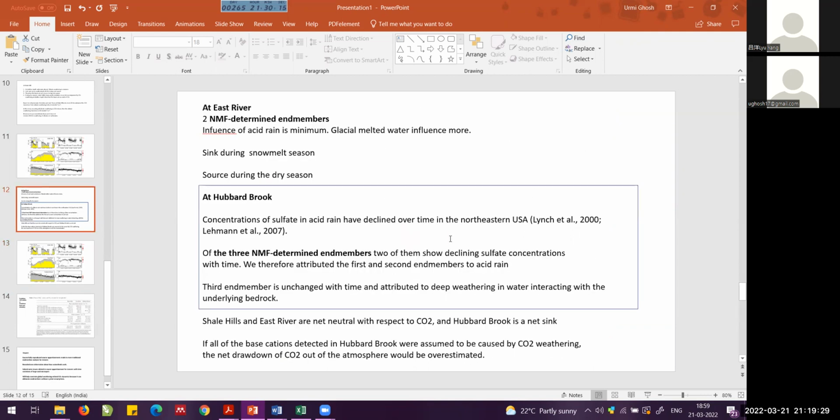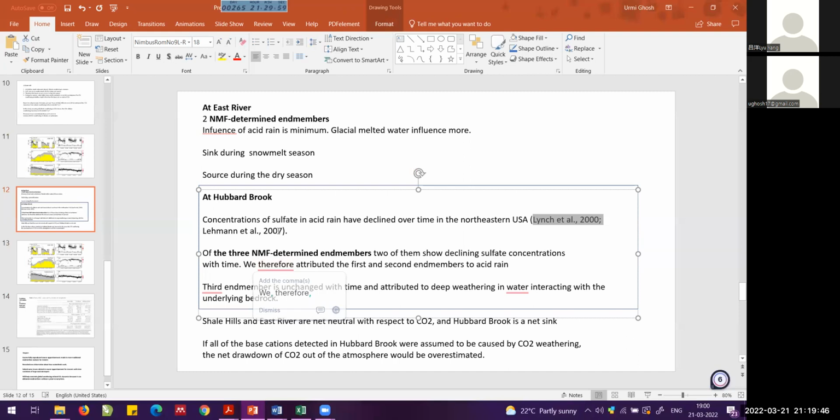So here, as I had already mentioned, the bedrock differs from one level to another. What they have observed, like earlier studies in BioLink 2020 or the previous studies, is that the concentration of sulfate in acid rain has declined over time in northeastern USA.